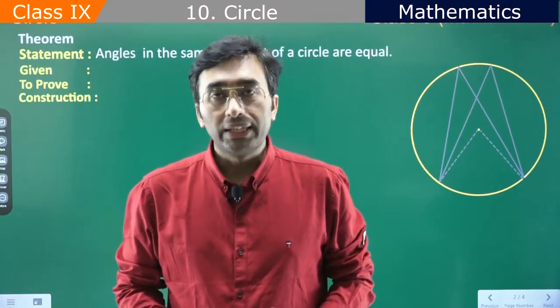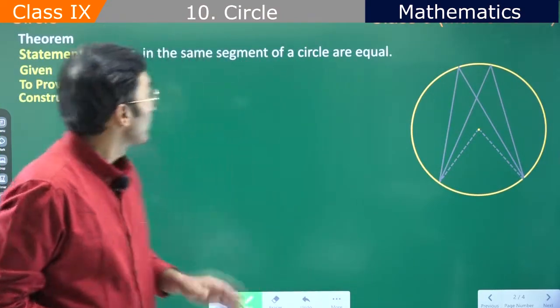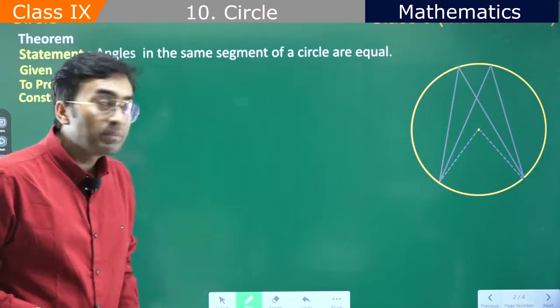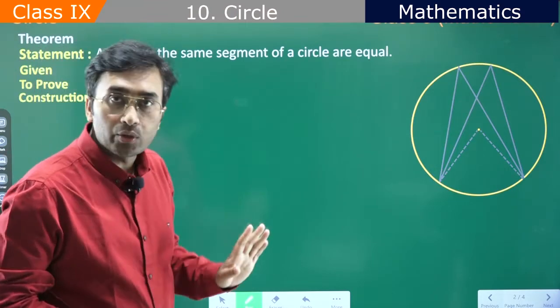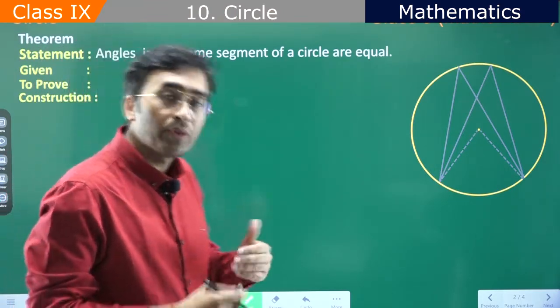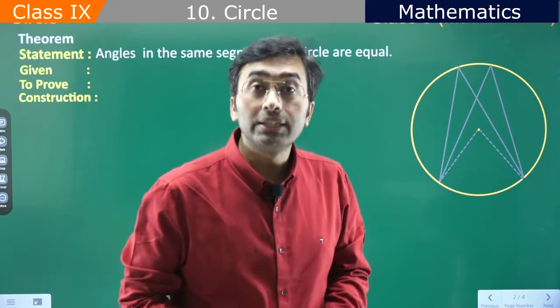Now we'll move to the next theorem. See what the theorem is: angles in the same segment of a circle are equal. Angles in the same segment. First of all, we should understand what a segment is.